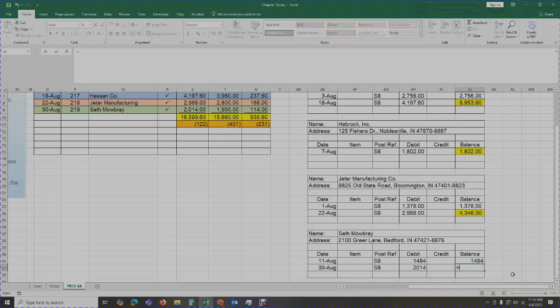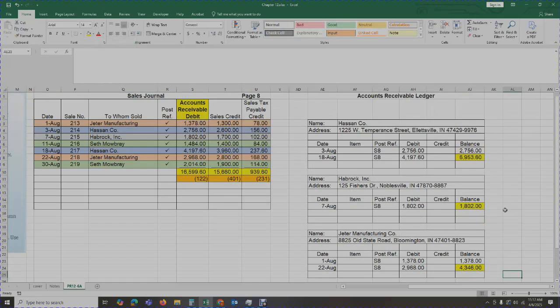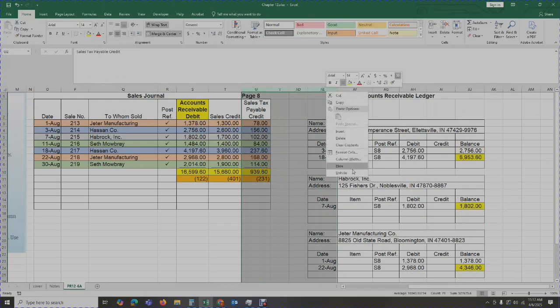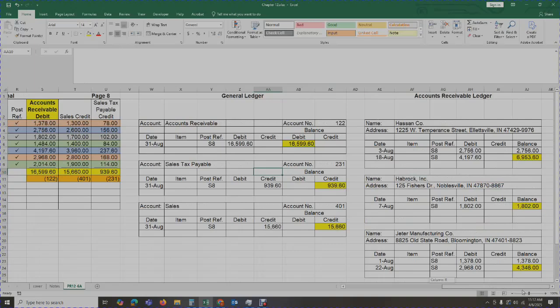So we add our prior balance plus the 2014 that we have for this one. Let me put this in commas. And my total is 3,498. Okay. So now let me unhide this. Now the total on my accounts receivable, if we look at our ledger, all we can tell from the ledger is that someone owes us $16,599.60 in receivables. But it doesn't tell me who owes me what. Now the accounts receivable ledger gives you that detail.